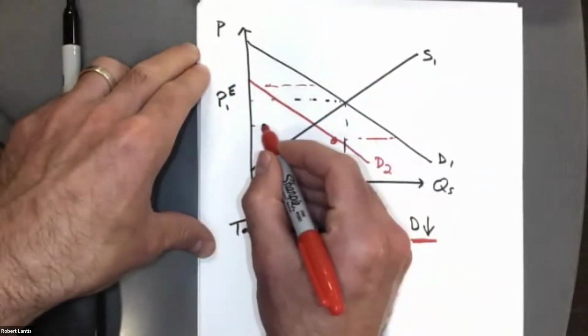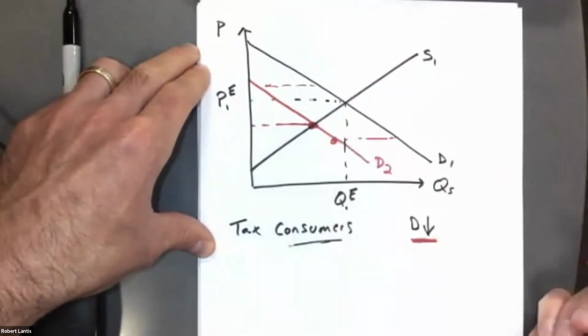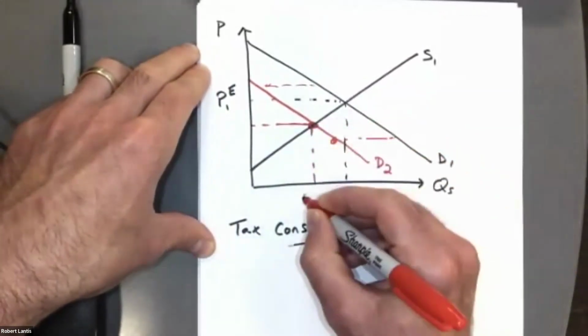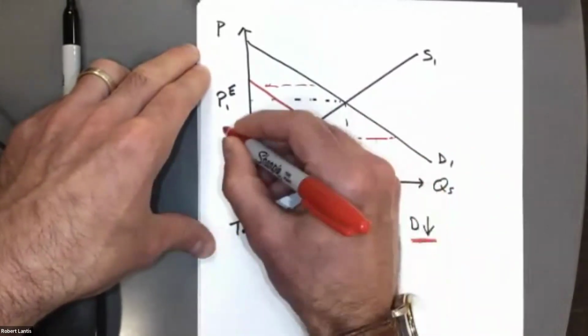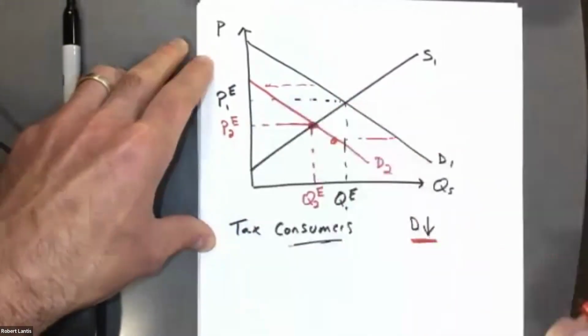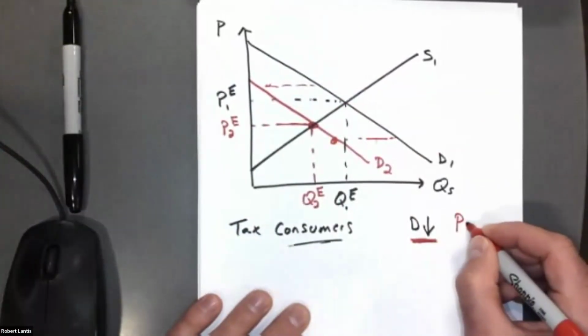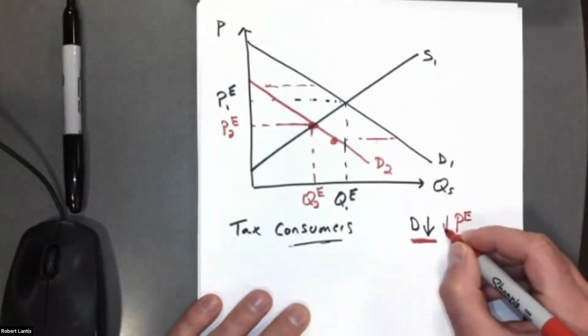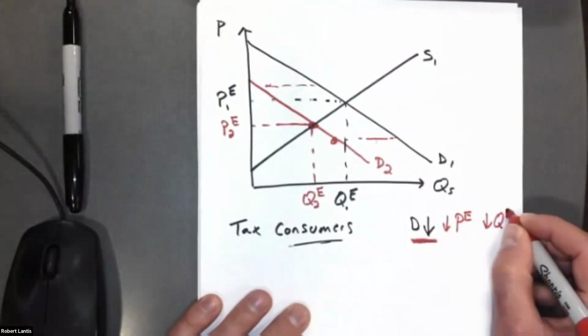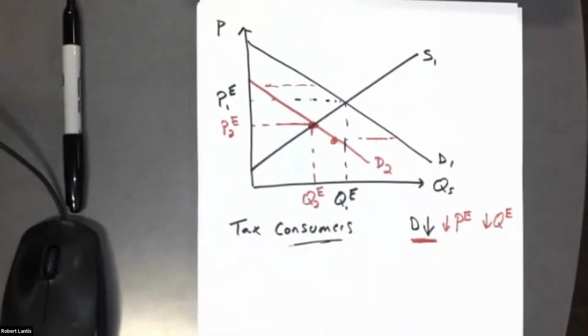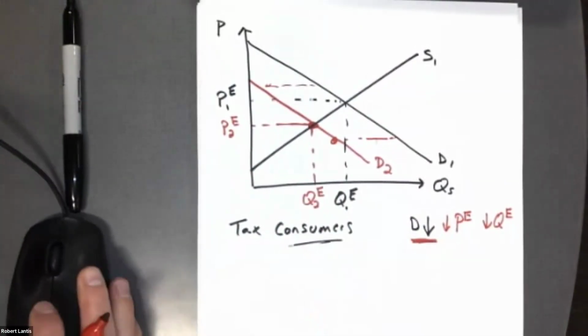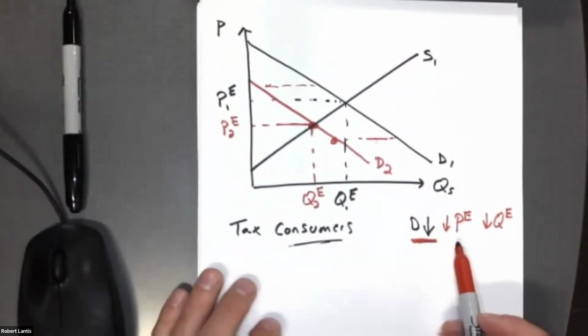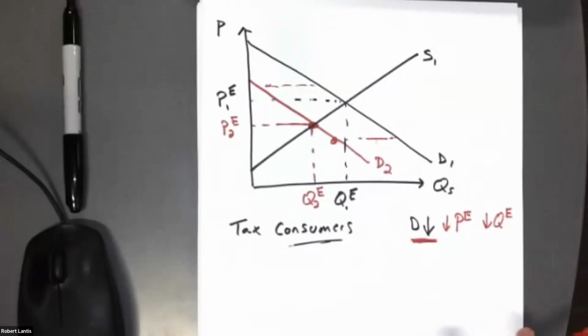Where is our new equilibrium point? Where does our new demand curve equal supply? It's going to be here, at a lower price and at a lower quantity. So decreases in demand will decrease both the equilibrium price and quantity.